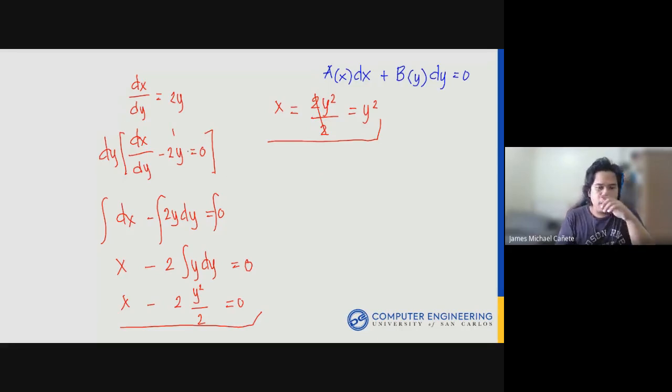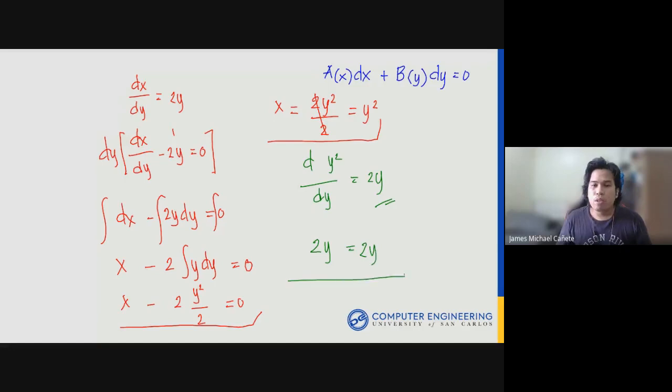If we substitute this here, just to check if it's a possible answer, so we have dx, x is defined as y squared, equal to 2y. So when we do the operations on both sides of the equation, they should be equal. On the right side, we have nothing to execute, but on the left side we have the derivative of y squared with respect to y, which will give us 2y equal to 2y. This proves that x equal to y squared is indeed a solution to the differential equation.